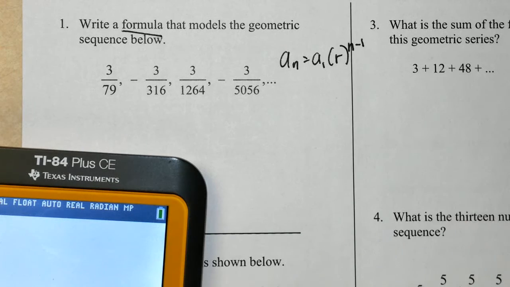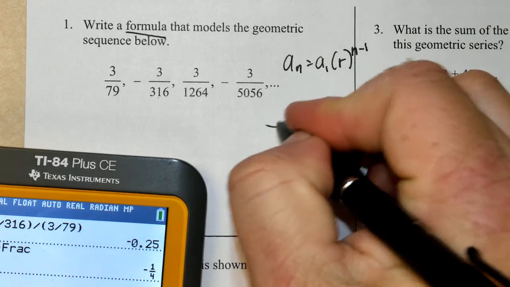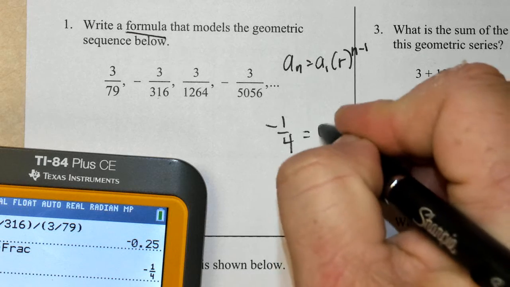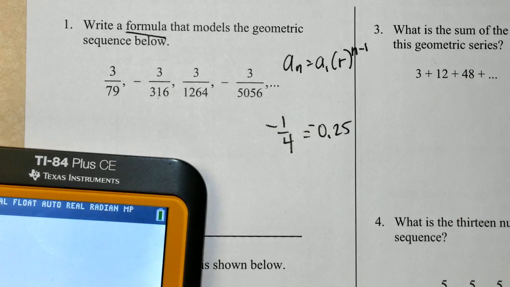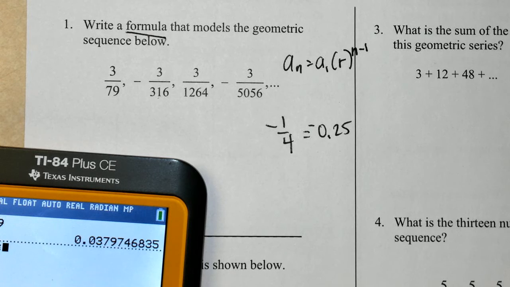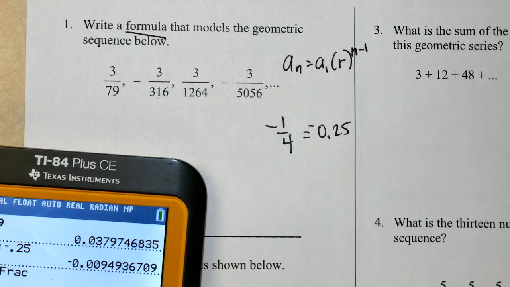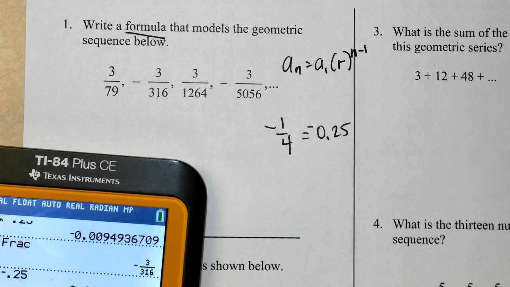You're going to start by plugging in the second term, so negative 3 divided by 316, and divide it by the first term, 3 divided by 79, get my answer, turn it back in. So I believe that if I multiply by negative 1/4, which is equivalent to negative 0.25, I'll continuously get this. Let's check and see. Okay, let's take this and take it times negative 0.25, turn it back in. Okay, good. Times negative 0.25, I'm just making sure that it's right, times negative 0.25.